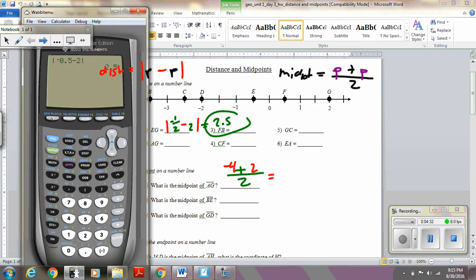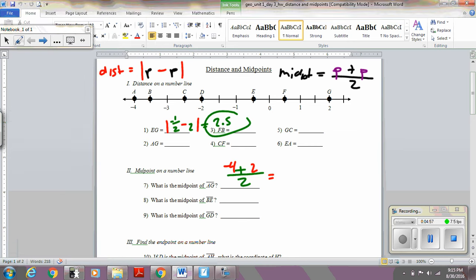So alpha y equals 1 for our fraction. And type negative 4 plus 2 divided by 2. And enter is negative 1. So the midpoint would be negative 1.